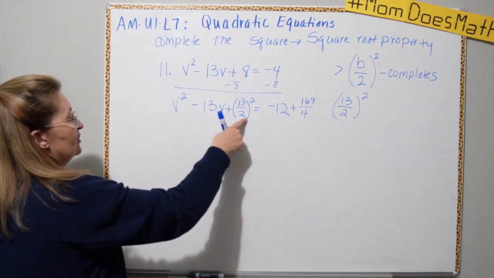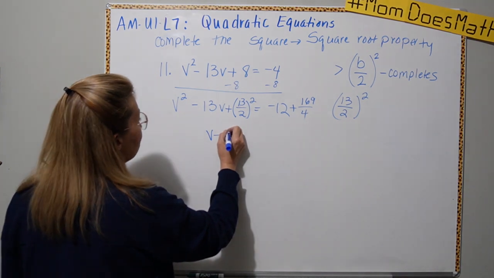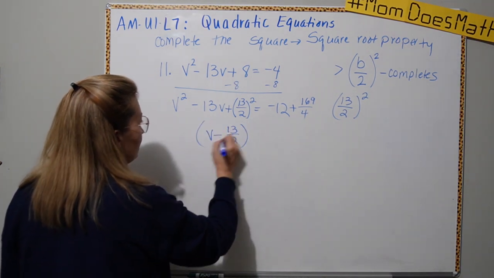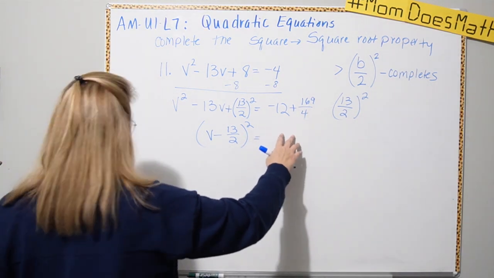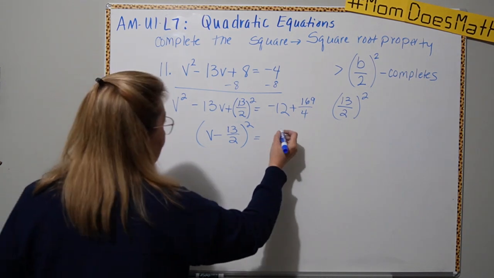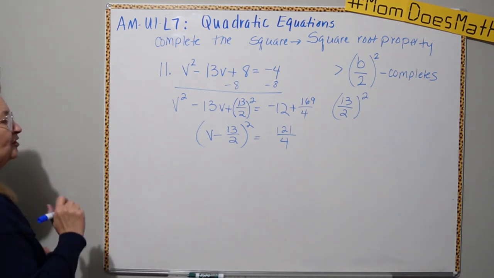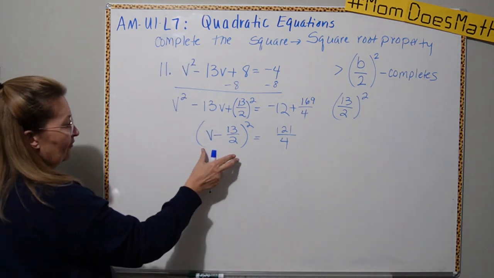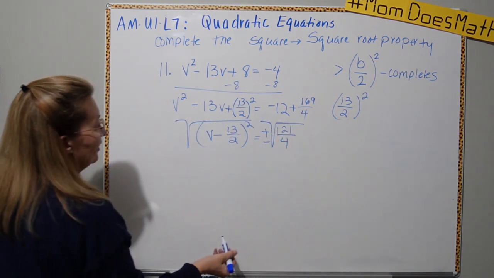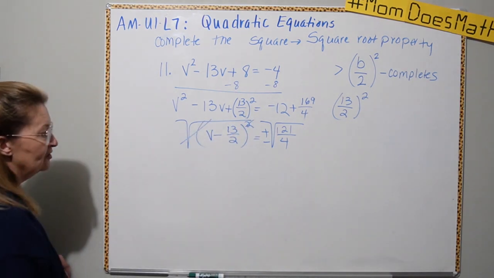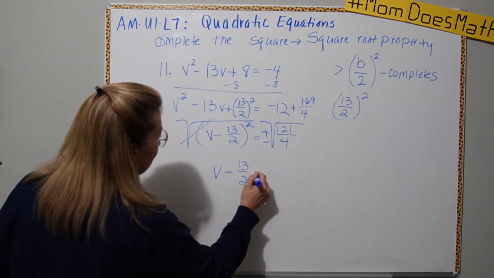Okay, now when I do the perfect square trinomial formula, since this is a minus, I'm going to have v minus 13 over 2 all squared equals, and I'm not trying to prove anything, so I'm just going to put this in the calculator real quick, and that is going to give me 121 over 4. Okay. Now I'm at the beautiful point to use the square root property. I have a perfect square over here, and I'm going to take the square root over here, plus or minus. Now, this square root cancels out. So I have v minus 13 over 2 equals plus or minus.